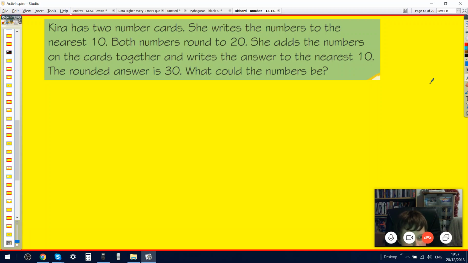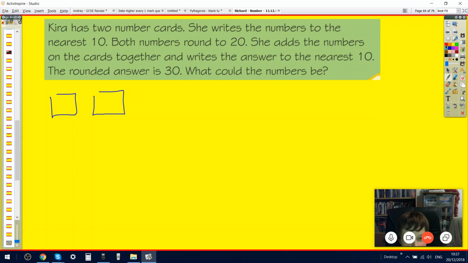What could the numbers be? Hmm. Yeah, it does sound rather tricky. So I think let's just take it one at a time. Yeah. So she has 2 number cards. Okay. Yeah, 2 cards. Who knows? She writes the numbers to the nearest 10. So both numbers round to 20. So what could the 2 numbers be?